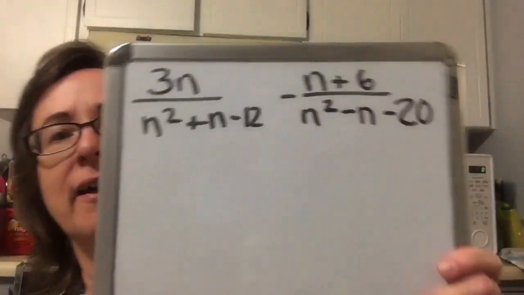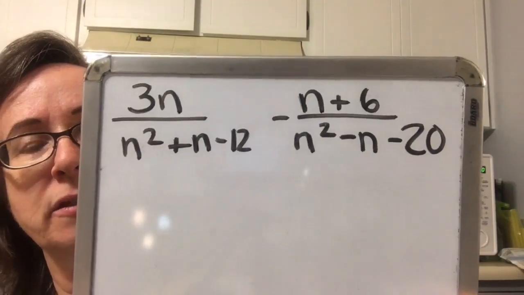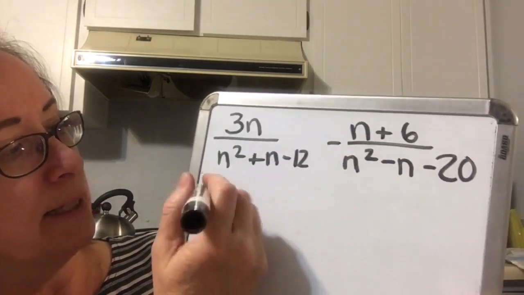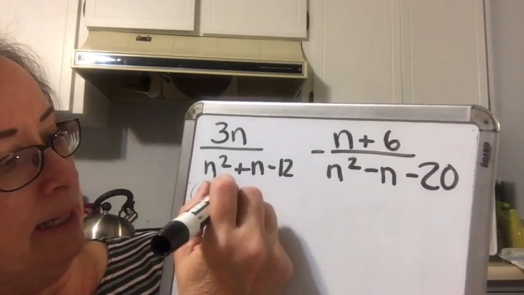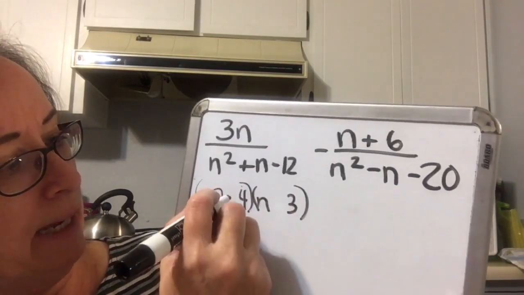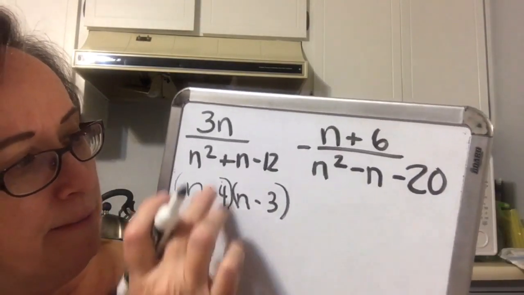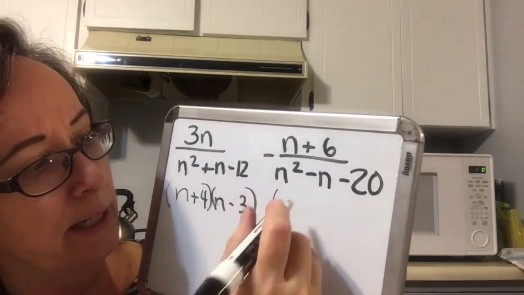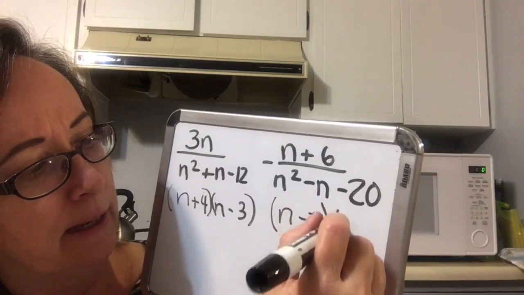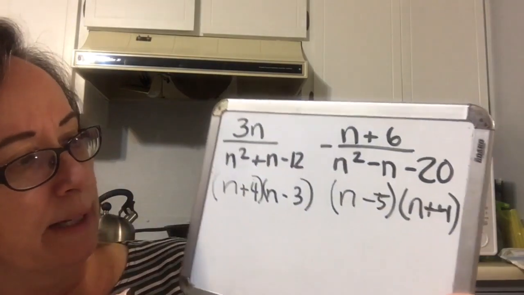All right, so now, this one looks fun because we're going to factor two denominators completely. Okay, so on this one, the denominator is going to be an n and an n, and a 4 and a 3, and a positive and a negative. Okay, so that's the factors of this first denominator. The second one is going to be an n and a minus 5n plus 4, because again, the difference is 1.